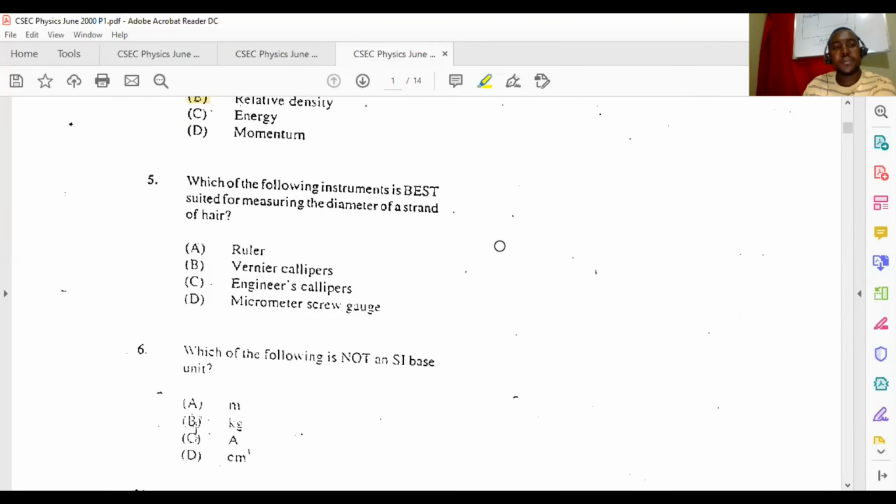Which of the following instrument is best suited for measuring diameter of the strand of hair? B. No, it's not B this time. It's actually D. Right, so the strand of hair is too small for the vernier caliper to measure. So the micrometer screw gauge actually measures smaller diameters. So once it's a very small diameter, it's the micrometer screw gauge. If it's anything that can be easily held in the hand, then we use the vernier caliper.